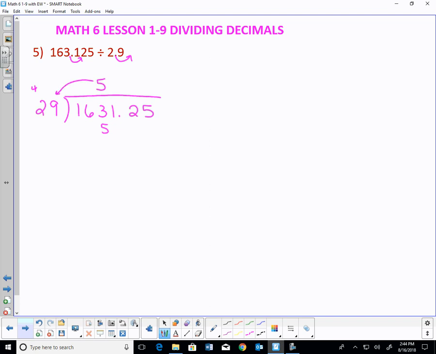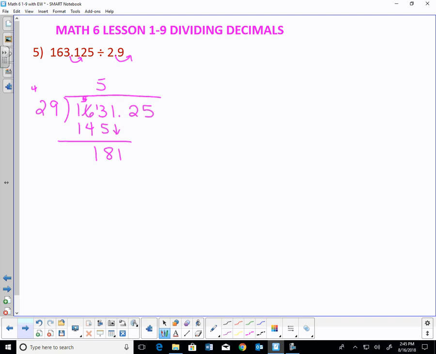Now I'm going to erase those so they don't confuse me later. So 163 minus 145 is going to borrow here. 13 minus 5 is 8. 5 minus 4 is 1. And put it down by 1. So now I have 29 into 181.